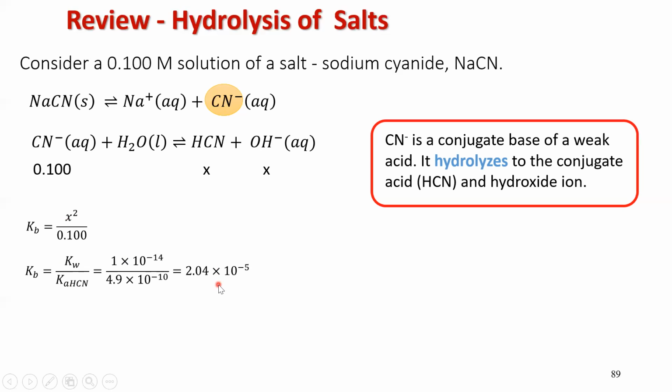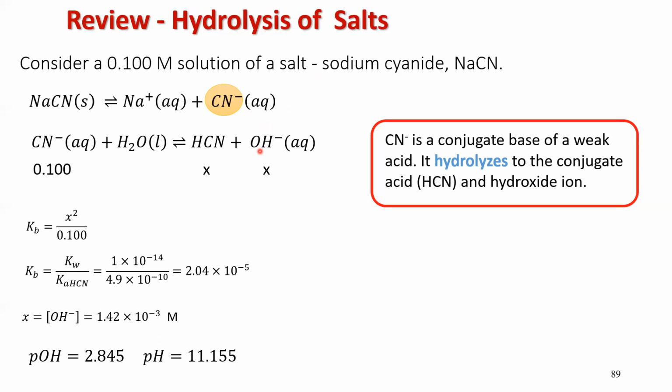So we know Kb, we're going to plug that in, multiply both sides by 0.100 and take the square root, and we get our hydroxide ion. If we know the hydroxide ion and we take the negative log of it, that'll give us the pOH. And if we subtract it from 14, that'll give us the pH. So we're looking at a salt. When it dissolves in water, it increases the hydroxide ion concentration. So it's a basic salt. So our pH is going to be greater than 7.